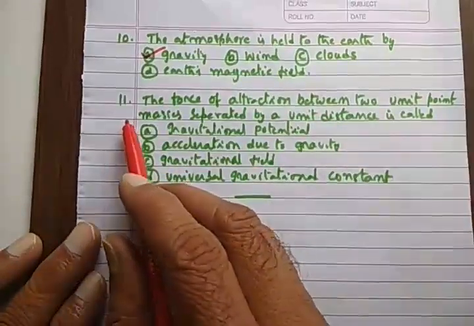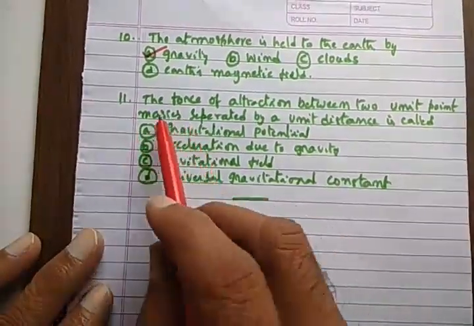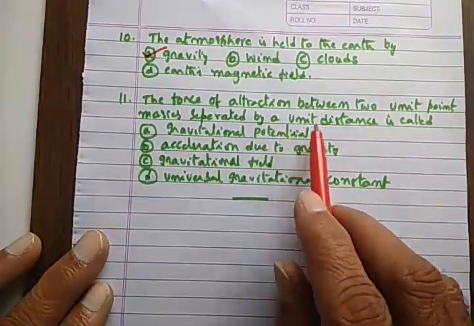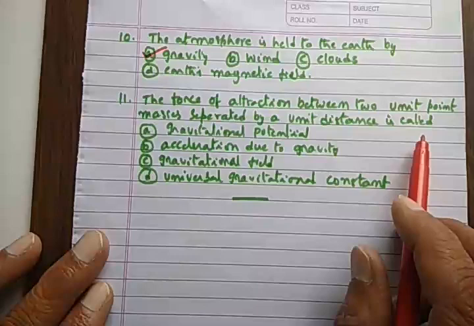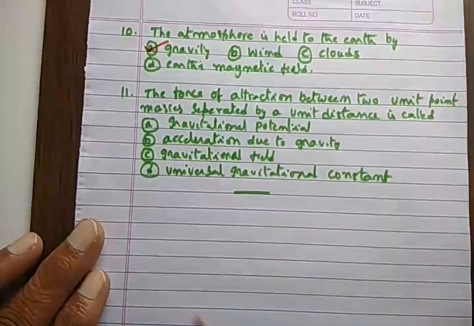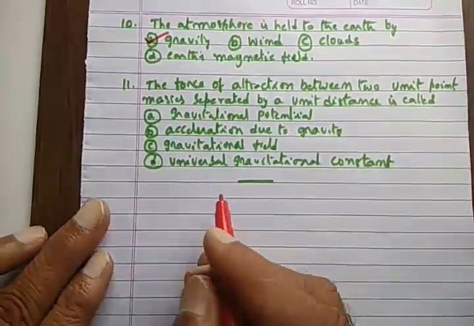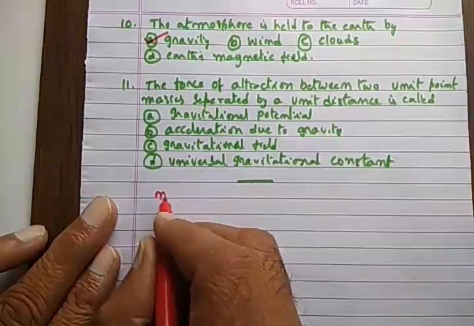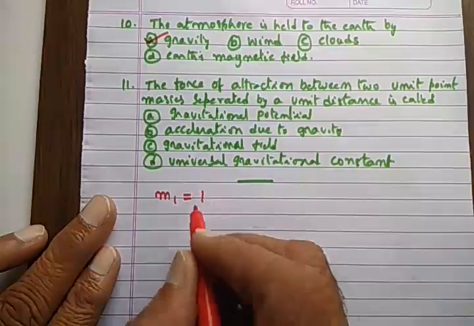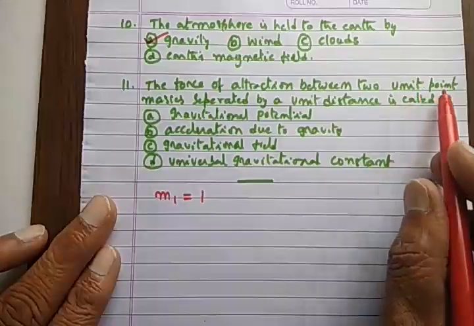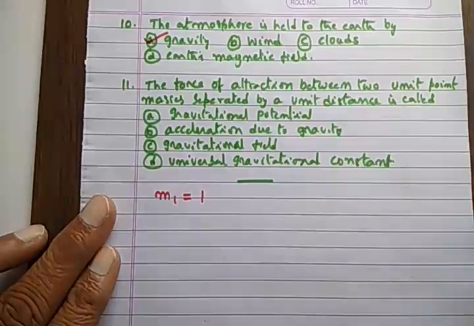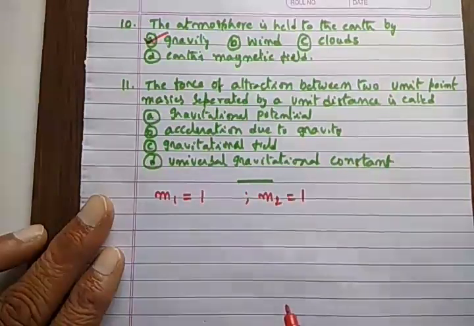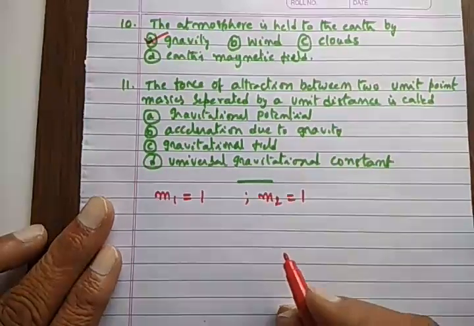So question number 11. The force of attraction between two unit point masses separated by a unit distance is called what? So this is also like a numerical, we will see. The force of attraction between two unit point masses. So m1 is unit, m2 is 1. It can be gram or kg, whatever it is.